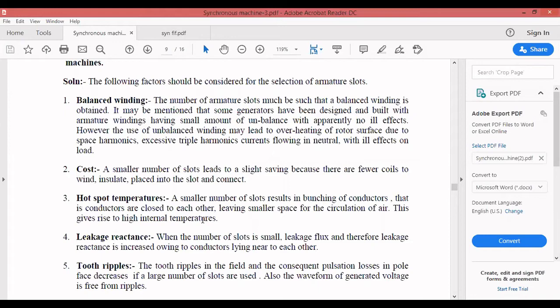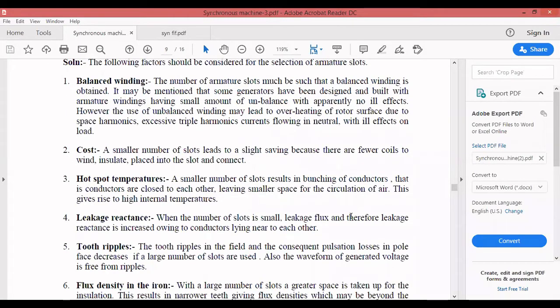If you go for a smaller number of slots, then I have to insert more conductors in the slot. If I insert more conductors in the slot, what will happen? All the conductors will be close to each other, leaving a smaller space for air circulation and also smaller space for insulation. This gives rise to a high internal temperature, since the space required for insulation and for air circulation will also be less.